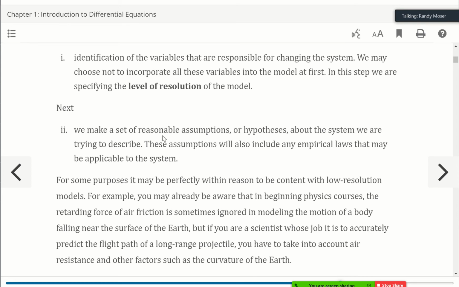The second thing is that we want to make a set of reasonable assumptions or hypotheses about the system we are trying to describe. These assumptions will also include any empirical laws that may be applicable to the system. Okay. As it pertains to our class, we're going to be very specific with the types of models that we're going to use. We will look at a few classical ones.